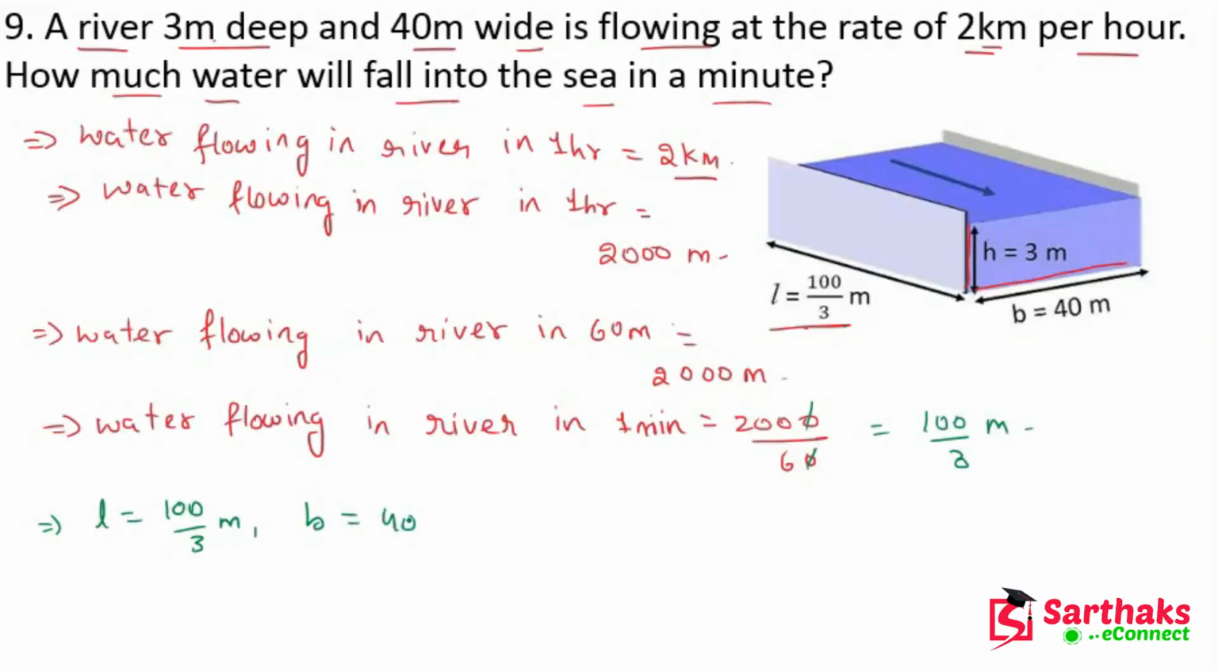Breadth is 40 meter and height is 3 meter. With the help of this, we can easily find the volume of water. Here we have to find how much water will fall into the sea in a minute. So we can find the volume of water falling in the sea in 1 minute, which is equal to the volume of a cuboid. We know the formula of volume of cuboid is length into breadth into height.